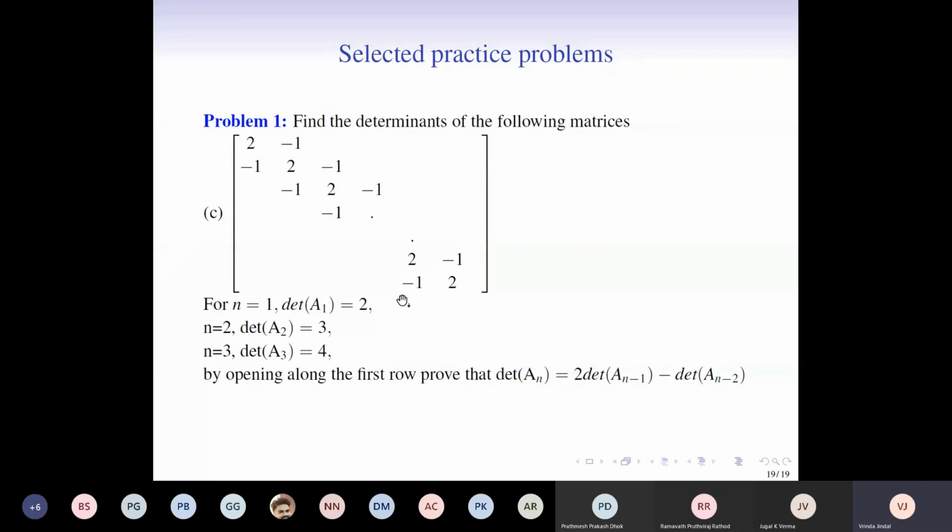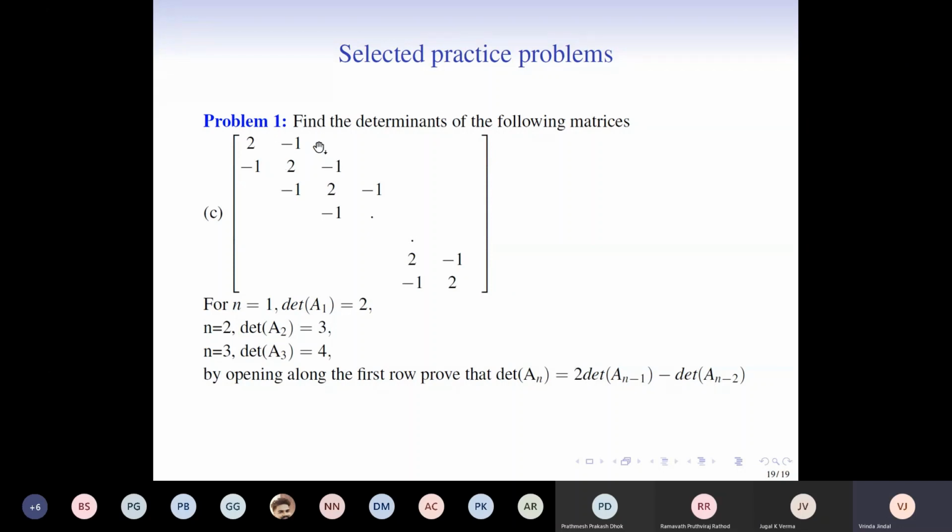You have this matrix, you open it along the first row. We just need to open it using a11 and a12 because all the other elements are 0. So for a11, what do we get? We have 2 multiplied by the determinant of this n minus 1 cross n minus 1 matrix. And if you see carefully, this is basically An minus 1. So we get the first term from here, 2 times determinant of An minus 1.